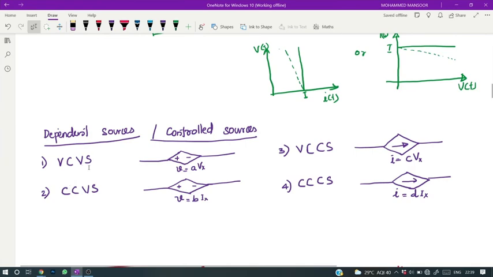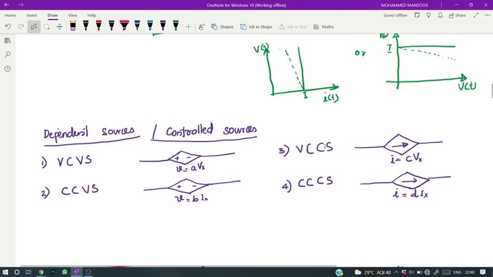Similarly, the voltage source may be controlled by the current flowing through element X. That is, the value of this voltage source depends on the value of current flowing through element X in the circuit, multiplied by a constant scaling factor. Since the value of this voltage source is controlled by current flowing somewhere else in the circuit, it is known as a current controlled voltage source.